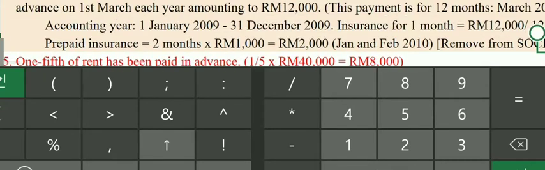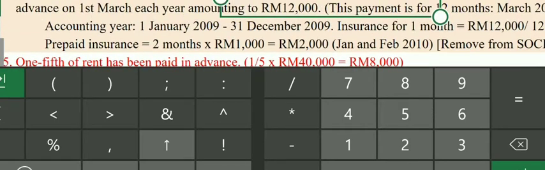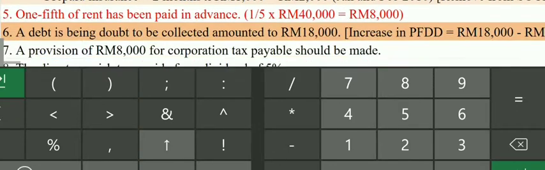Any question, please ask me about prepaid insurance. Because sometimes students might feel confused, so if you're not sure, you can message me about this prepaid insurance.